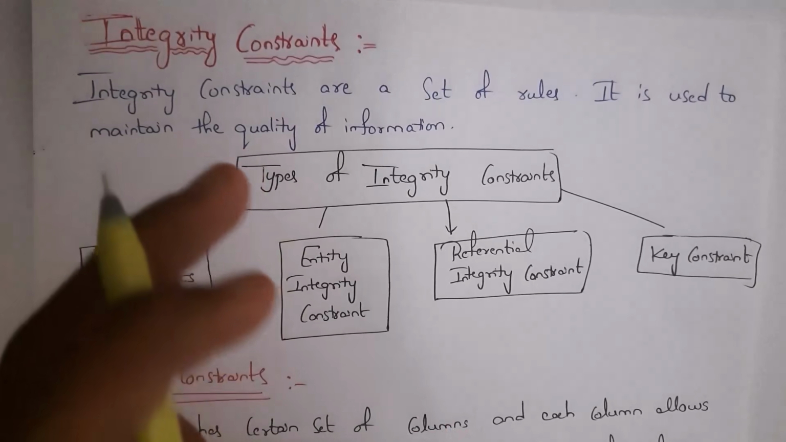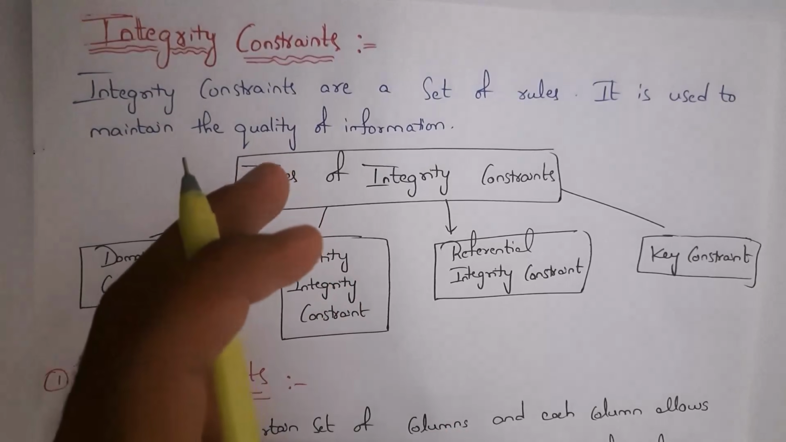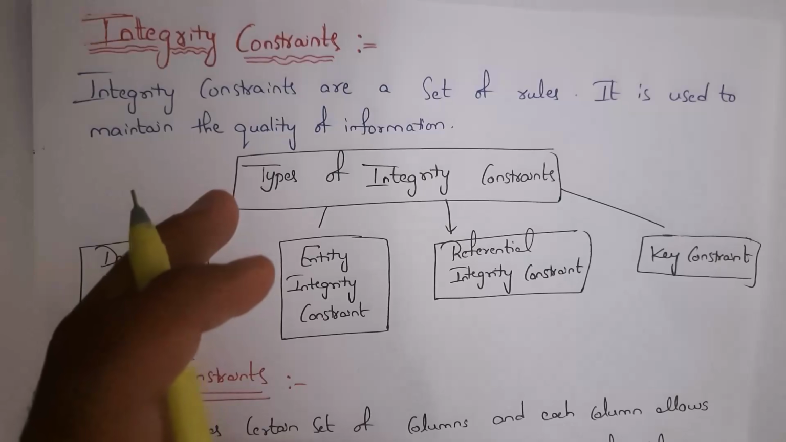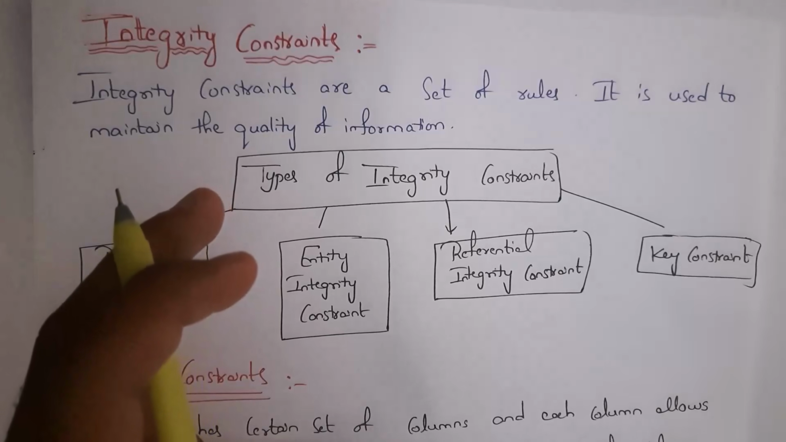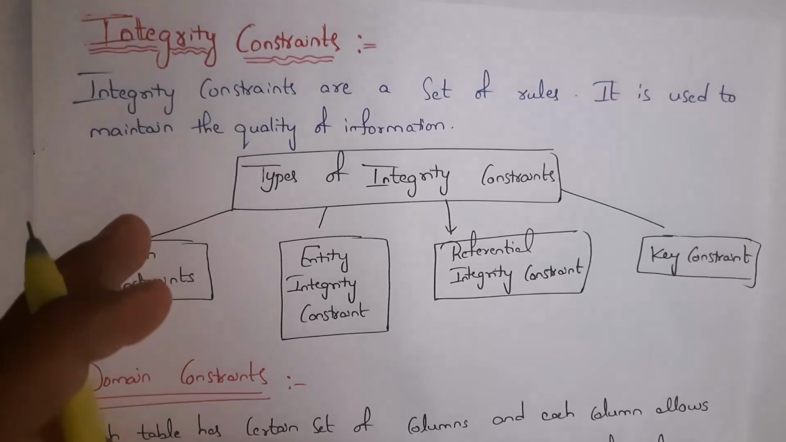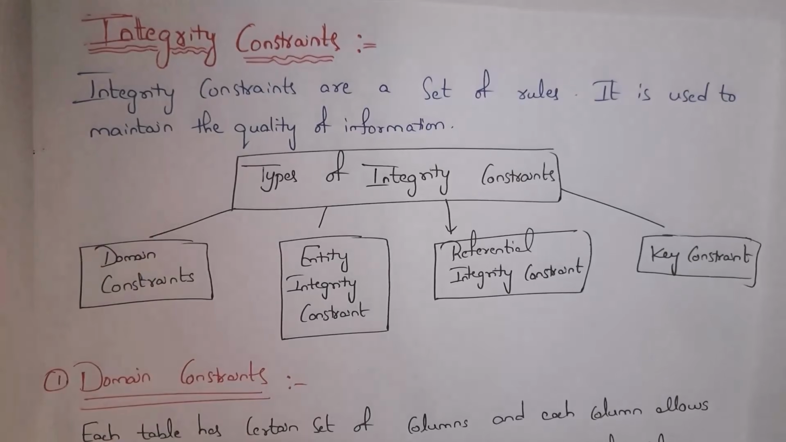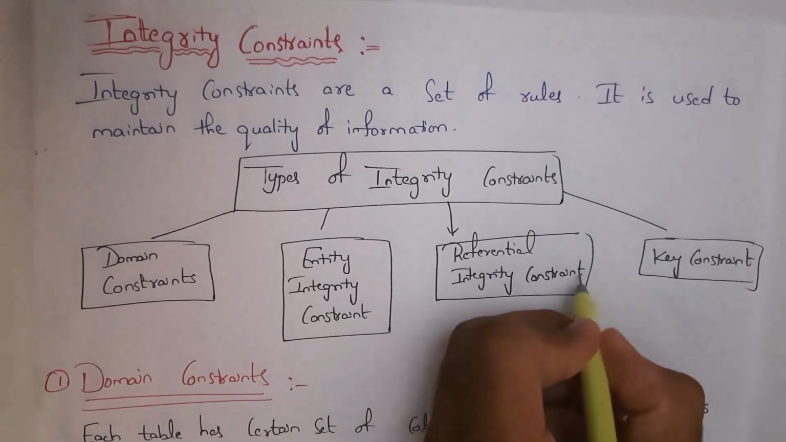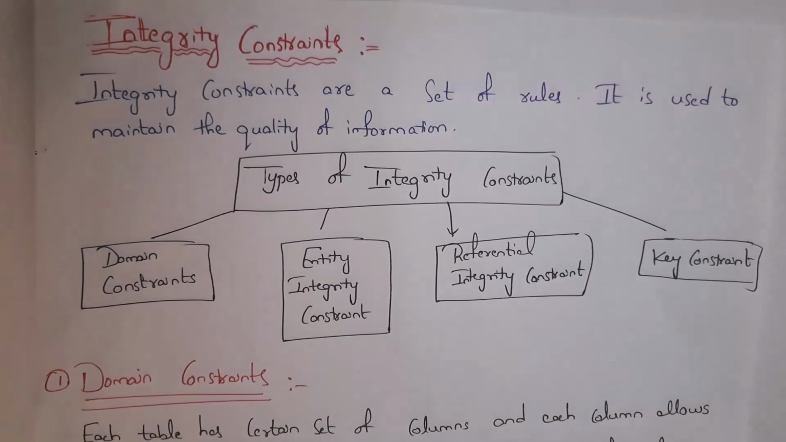If we apply integrity constraints while creating a table, then whatever information we store in the table will be correct. There will not be any errors. That is why we need to use integrity constraints. Guys, in total there are 4 types of integrity constraints. They are domain constraints, entity integrity constraints, referential integrity constraints and key constraints. I will explain all these constraints by giving examples.